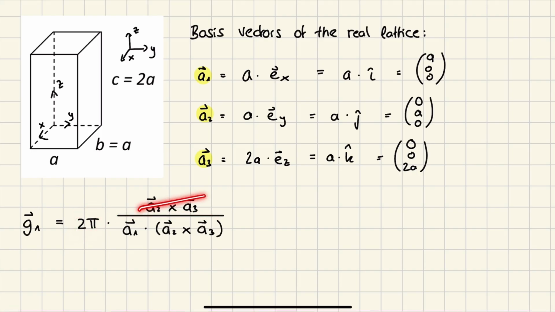Now, before we actually start calculating this, let me give you a little disclaimer. Do not ever try to cancel out these two cross products. The result of a cross product is a vector, and dividing through a vector is mathematically undefined. So this is not going to work. You can't just simply cancel out those.